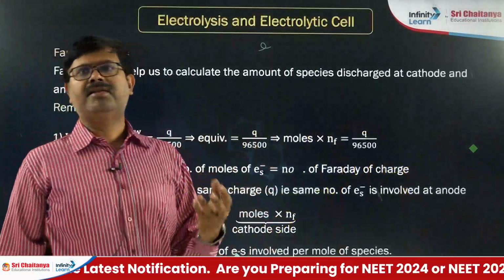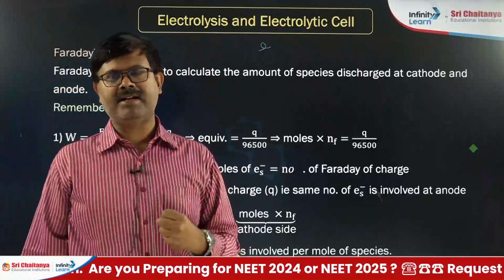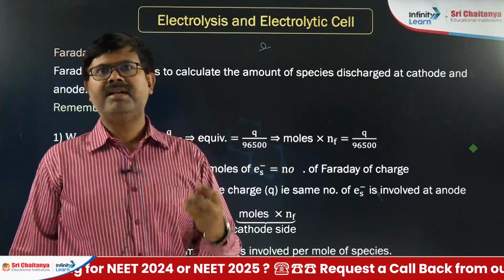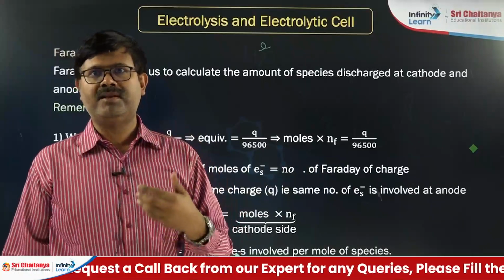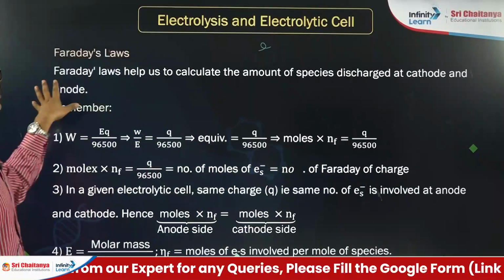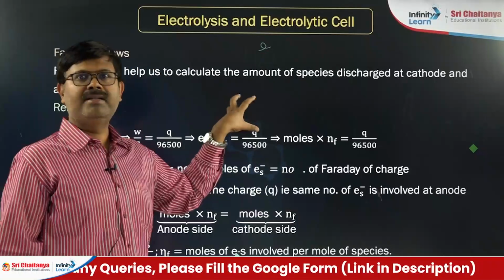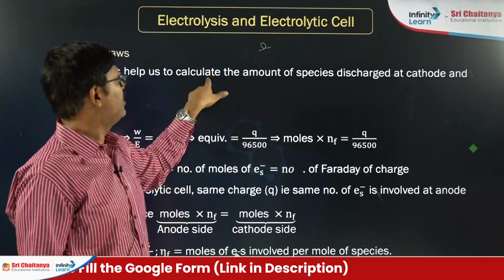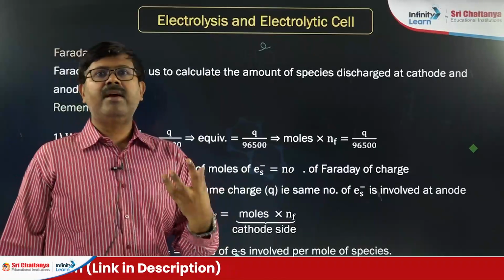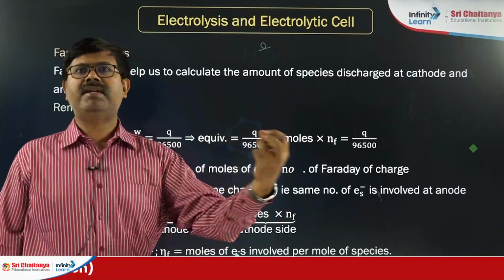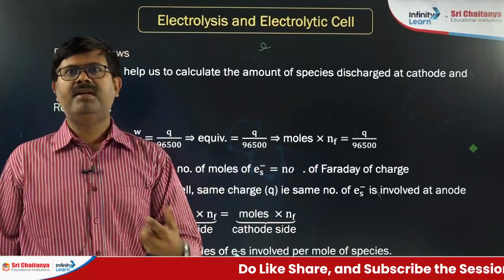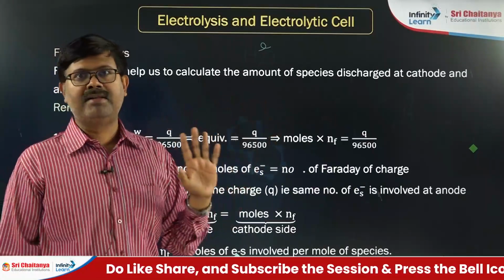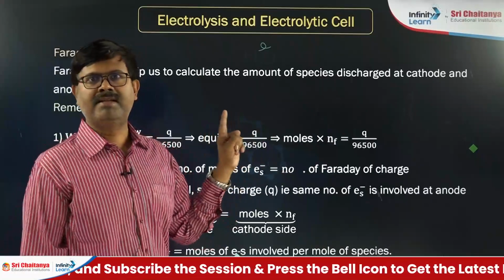Now let's look at some questions on Faraday's laws. But before going into the questions, let's briefly see the formulas and important points so that we can understand these questions quickly. When we have to apply Faraday's laws: when in the question they are asking to calculate the amount of the species produced at cathode or anode, how much quantity is produced at the electrodes. If that is asked in the question, apply Faraday's laws. Remember, you must apply Faraday's laws in that case.